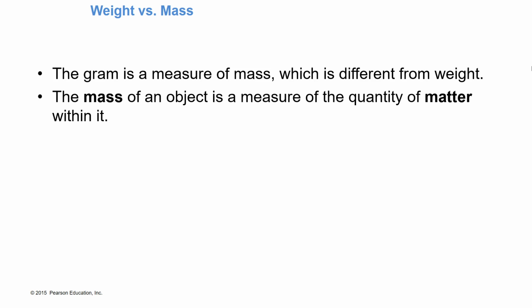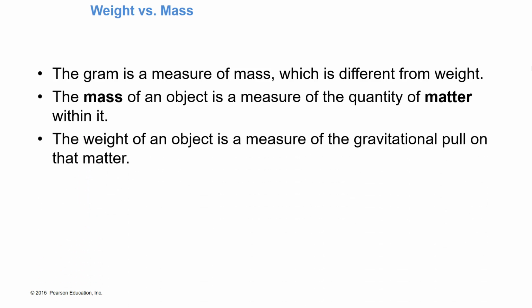The mass of an object is a measure of the quantity of matter within it. So if I have a mass scale, no matter where I go, if I use the same scale, it's going to give me the same number every time. If I'm measuring weight, my weight on Earth would be 6 times greater than my weight on the moon. Weight is simply a measure of the gravity that pulls on it. So mass is a measure of quantity of matter. Weight is a measure of gravitational pull on that matter.